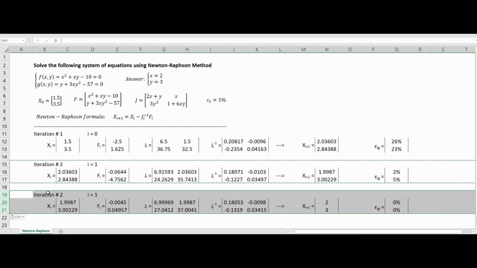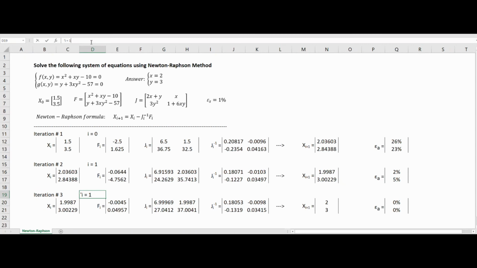So this is iteration number 3, and the counter is at 2. And our initial guess is equal to the solution of the previous iteration. And as you can see, after the third iteration, we are right at the answers. And the errors are both 0%.